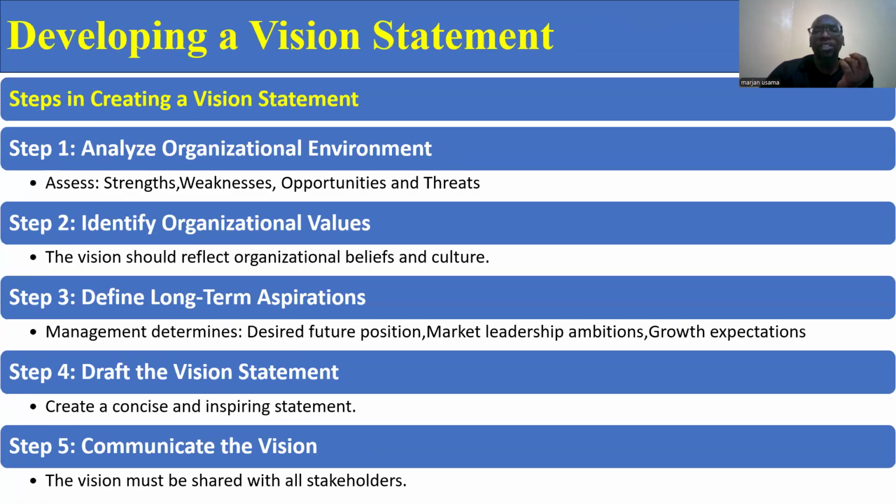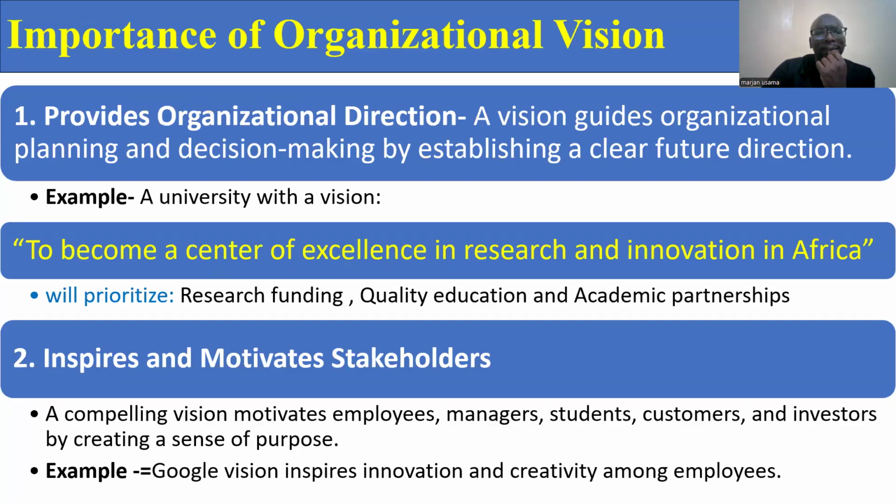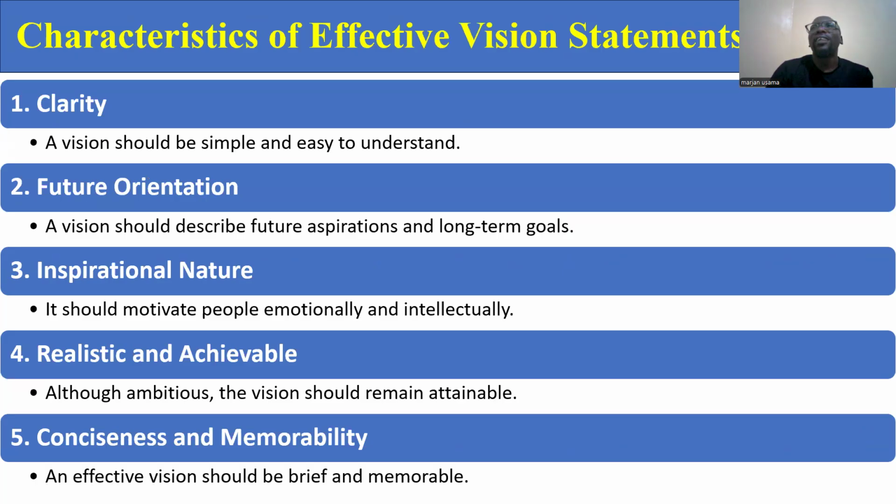Now, what are the characteristics of an effective vision statement? Number one, al-wuduh. It should be very clear. A vision should be simple and easy to understand. For example, your vision should just be one sentence. Look at this vision here: to become a center of excellence in research and innovation in Africa. Full stop. How many words? 1, 2, 3, 4, 5, 6, 7, 8, 9, 10, 11, 12. So it is very simple. It is very clear. So your vision should be very simple, basit, anybody can understand.